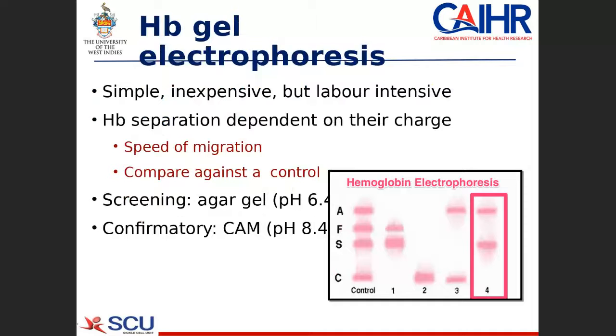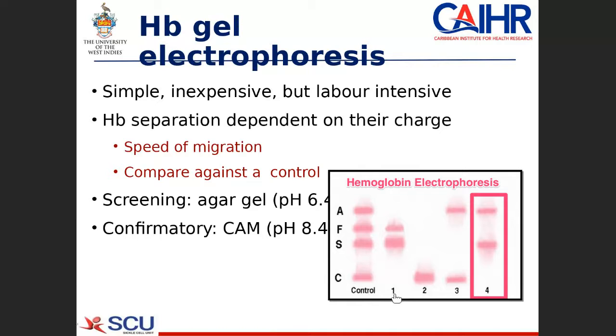Gel electrophoresis is very simple and inexpensive. It's labor intensive, however, and basically hemoglobins separate dependent on their charge. Their charge affects their speed of migration, and what you would do is compare against the control. So this is a strip. This is your control, and these are your samples.